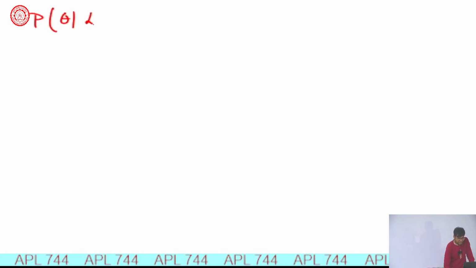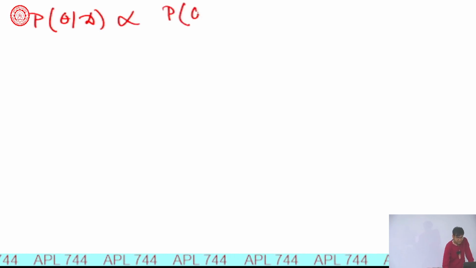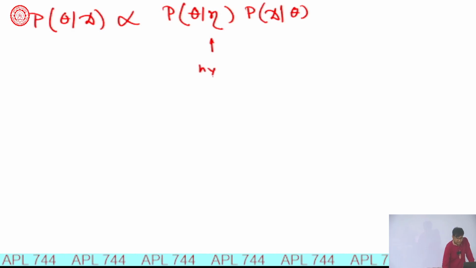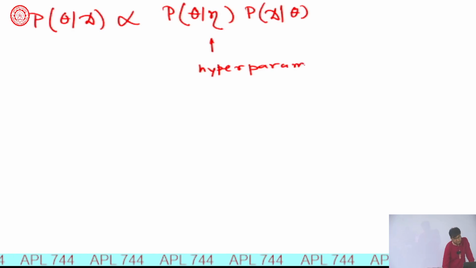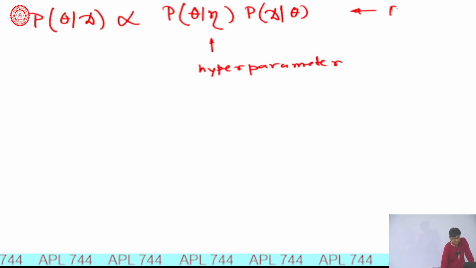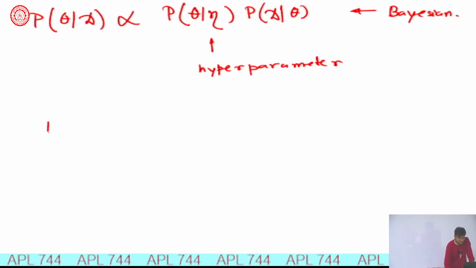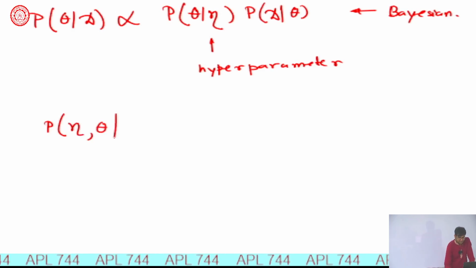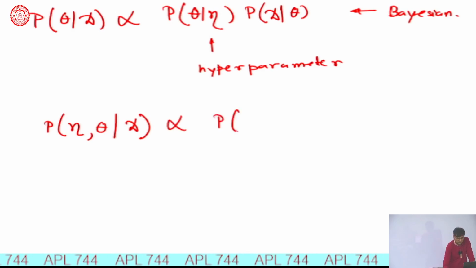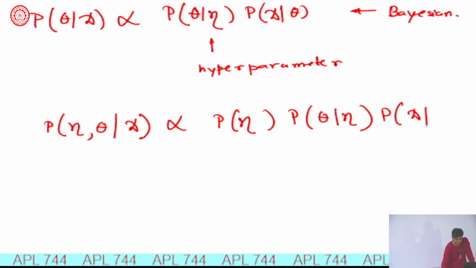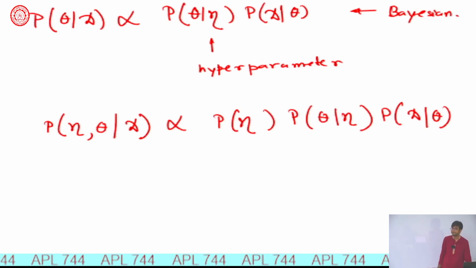Now, with this, how will it look? In the normal Bayesian, without any hierarchical Bayes, the posterior is proportional to probability of theta given eta, probability of data given theta, where eta is my hyperparameter. And this is Bayesian as we have defined till now, right. In hierarchical Bayes, it is probability of eta comma theta given data is proportional to probability of eta, probability of theta given eta, probability of data given theta.